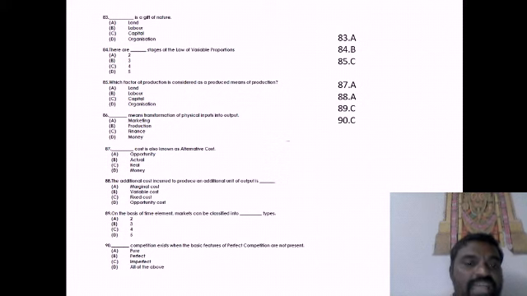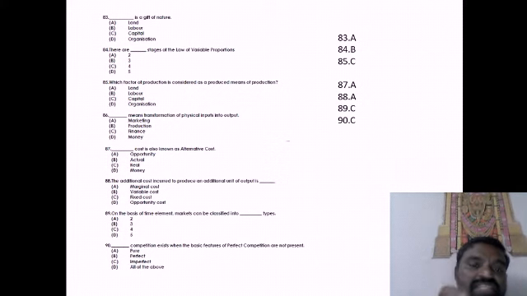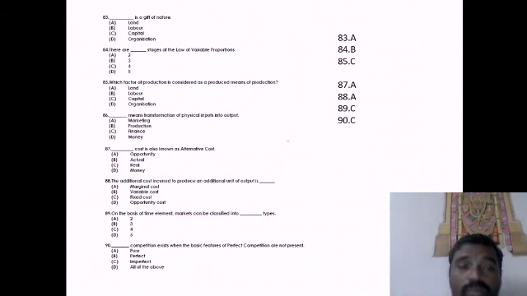Next one, dash means transformation of physical input into output. So you are taking some input and converting it into output. It is nothing but production. 86, answer is B.